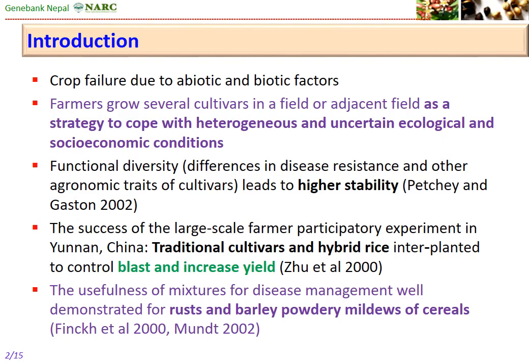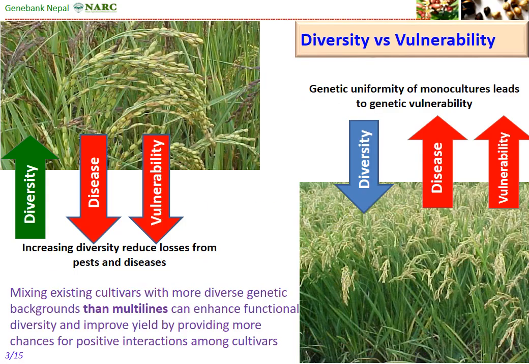There are many success cases of cultivar mixtures. For example, the mixtures of hybrid rice with traditional cultivars in China, and similarly, the management of disease through mixing in many cereals. The left image is the variety Jumli Marshi, and the right photo is the improved variety.